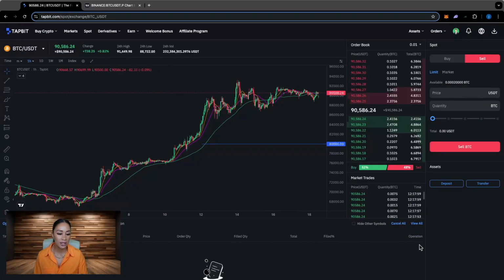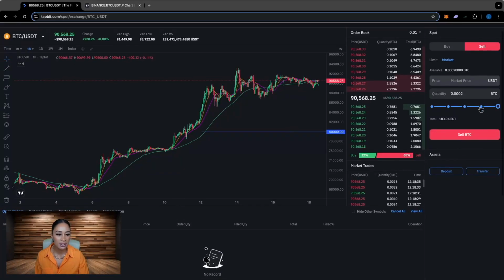So I've just cancelled that limit order so I can show you the market side. So if I want to sell my Bitcoin now, I just want to get out, take some profit, I would select market. I don't have to insert the price. I select the amount I want to sell, either by working out the Bitcoin amount or by using the slider bar. Once I am happy to sell, then I would just click sell BTC.